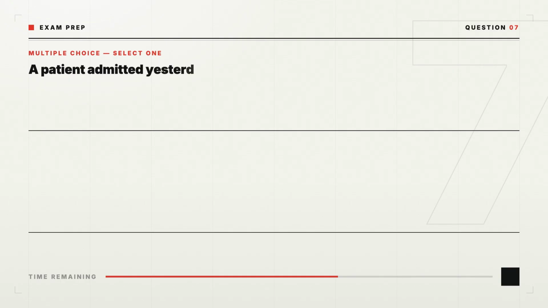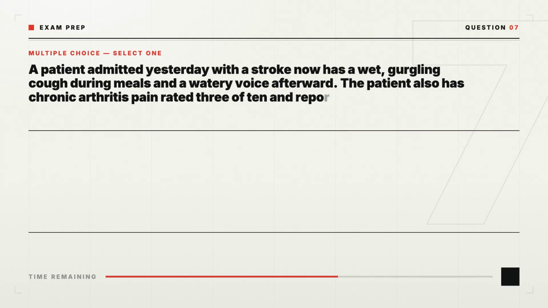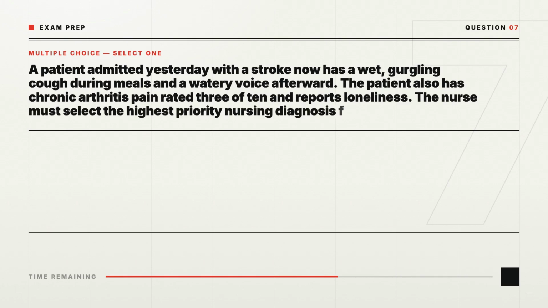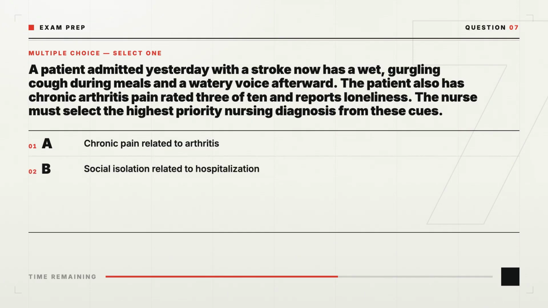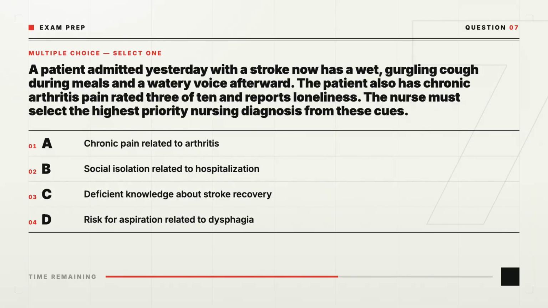Question 7. A patient admitted yesterday with a stroke now has a wet, gurgling cough during meals and a watery voice afterward. The patient also has chronic arthritis pain rated 3 of 10 and reports loneliness. The nurse must select the highest priority nursing diagnosis from these cues. Your options are A. Chronic pain related to arthritis. B. Social isolation related to hospitalization. C. Deficient knowledge about stroke recovery. D. Risk for aspiration related to dysphagia. Don't overthink it. Which one feels right?